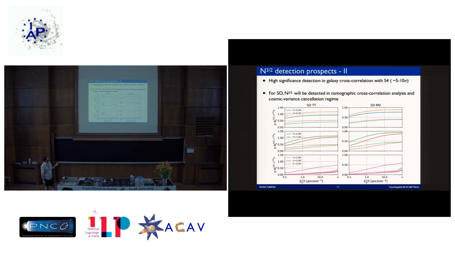Cross-correlation with density, same thing. You're going to detect it at high significance with S4. Also with SO, if you start doing a tomographic analysis and you have sample variance cancellation.